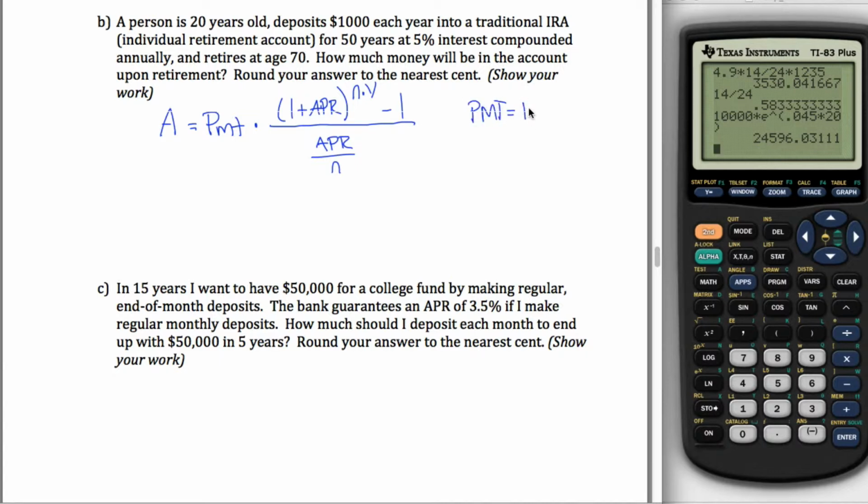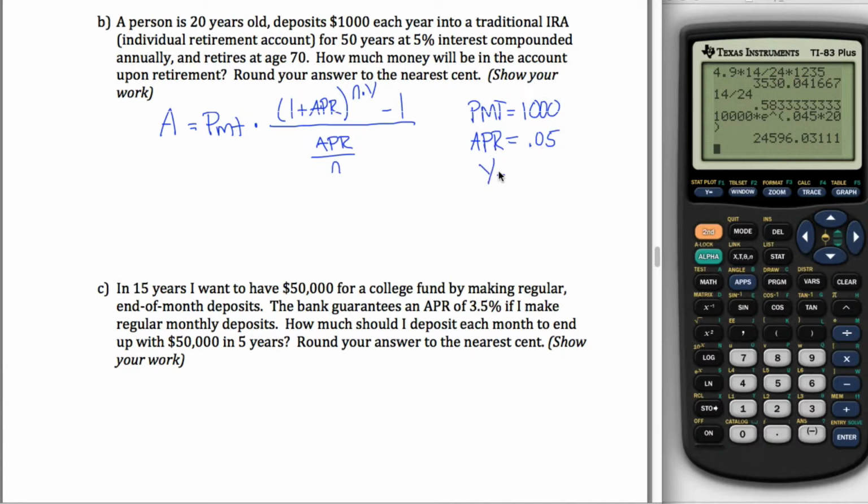The payment given to us in the problem is $1,000. We're depositing $1,000 each year into this thing. What else do we need to know? Well, let's see. It looks like APR is one of the things that I'll have to plug in. APR is given to me in the problem, 5% interest compounded annually. So I get 0.05.